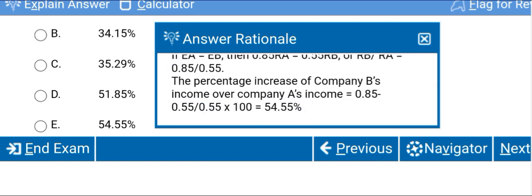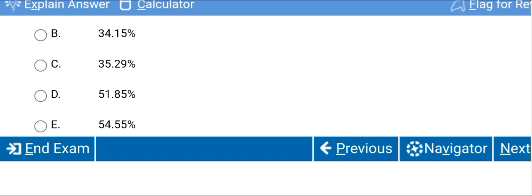So the percentage increase of company B's income over company A's income equals 0.85 minus 0.55 divided by 0.55 multiplied by 100, which is 54.55%. So that's how we have the correct response, option E, 54.55%.